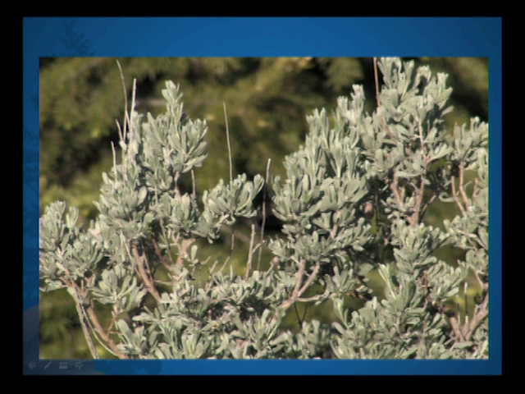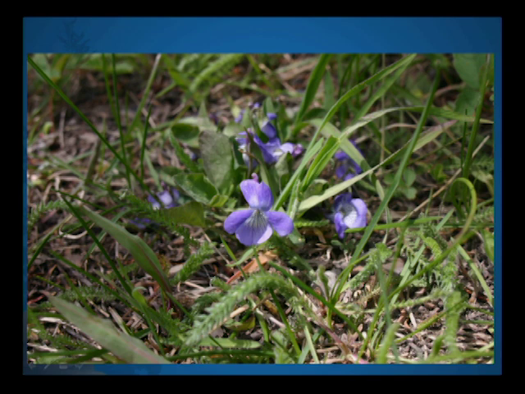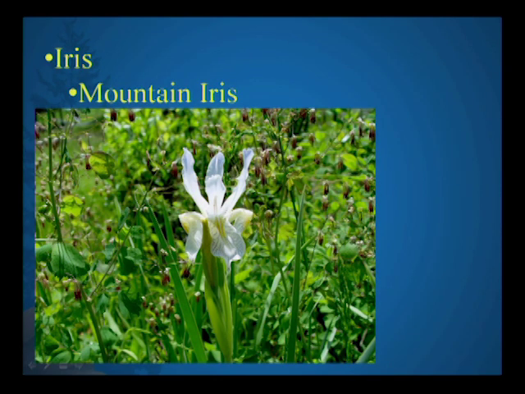Sagebrush also, we don't see it flowering out here, but sagebrush is a dominant vegetation in the ecosystem, and it also belongs to this family. And then the violet family, so we do have some violets that we find in the ecosystem. And then the last family I'll show you is the iris family. This is pretty rare. You usually see it along stream sides and so on, but this is the mountain iris.